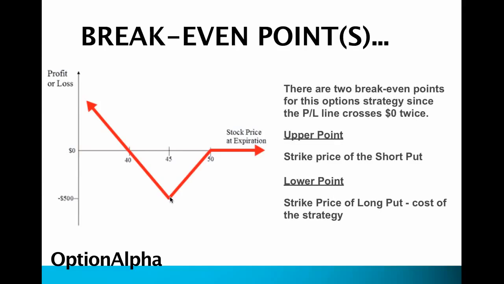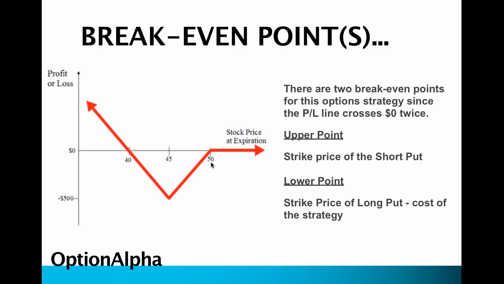Now, break-even points on this are a little bit hard to calculate, but we're going to go over it right here, right now. The strategy has two break-even points because the profit-loss line crosses the zero barrier twice. So you can see that it's a fairly market-neutral strategy. The upper point is just going to be the strike price of the short put. So in this case, it's going to be $50. That's going to be our upper break-even point.